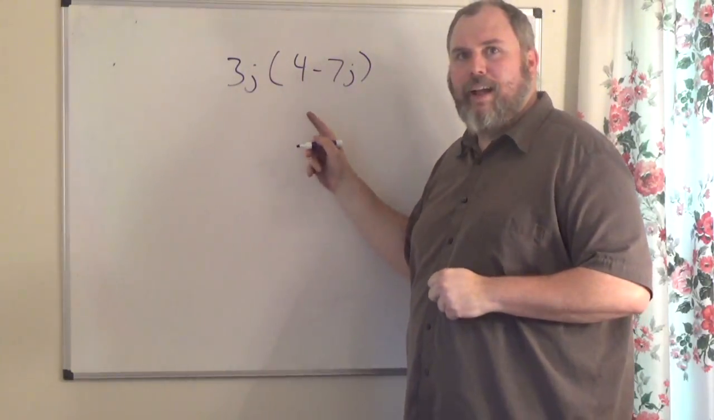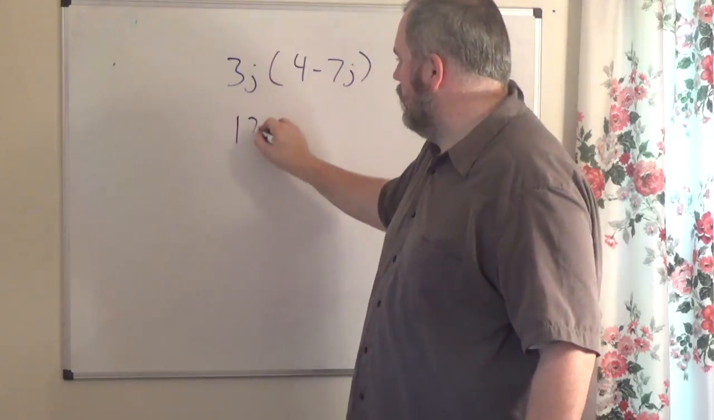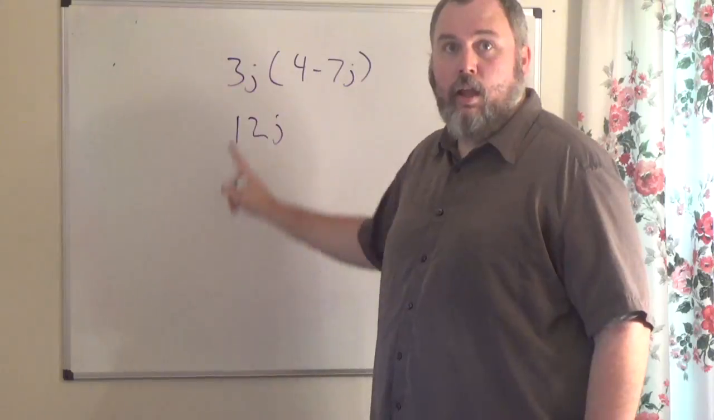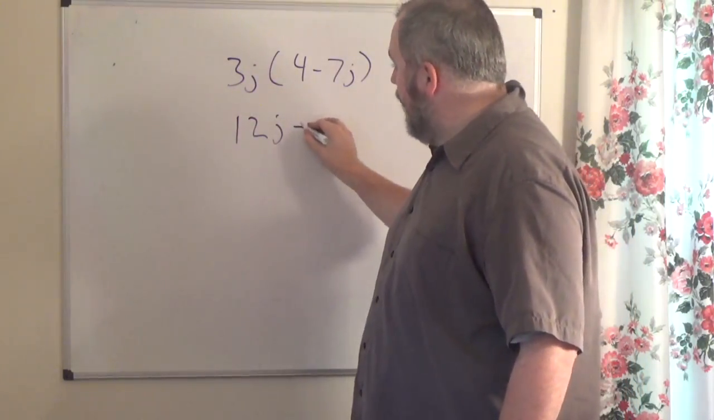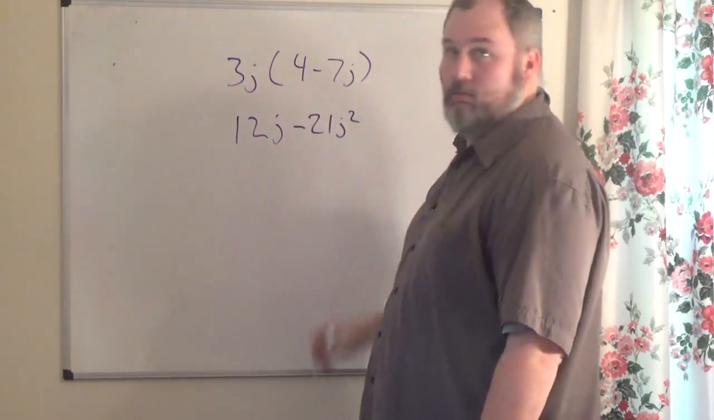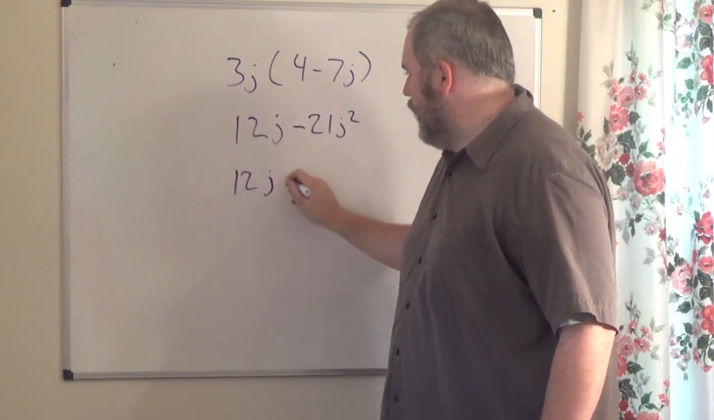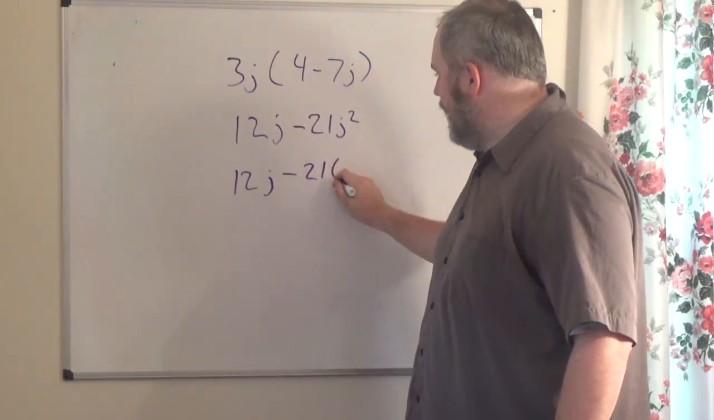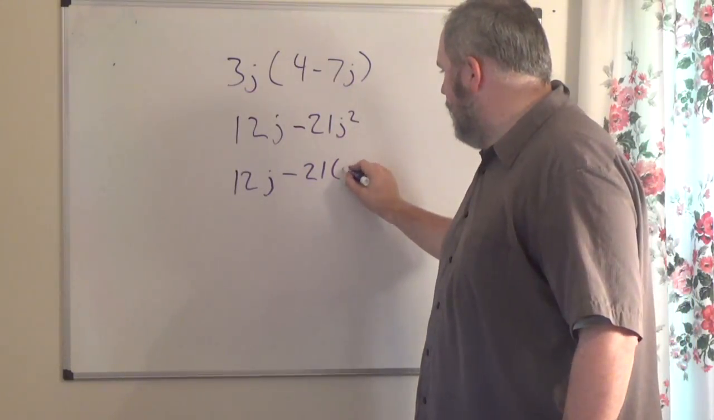All right, we're going to multiply using distributive property. 3j times 4 gives me 12j. 3j times negative 7j gives me negative 21j squared. All right, so this is 12j minus 21 times j squared, which is going to be negative 1.